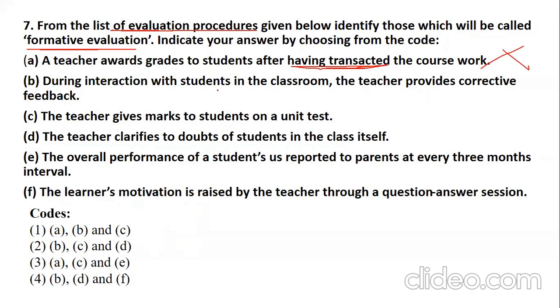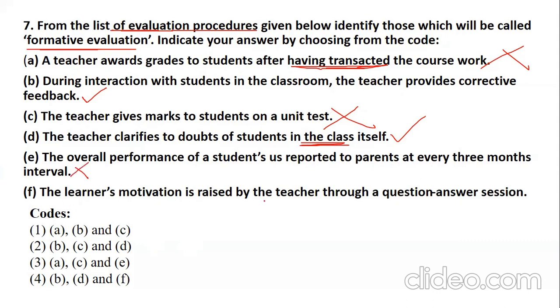During interaction with the students in the classroom, the teacher provides corrective feedback. Yes, on the spot हो रहा है, continuously हो रहा है. The teacher gives marks to the students on a unit test. नहीं, ये तो summative है. The teacher clarifies the doubts in the class itself. Yes, ये on the spot हो रहा है. The overall performance of the students is reported to the parents every 3 months. यानी ये हमारे unit test का result है, ये summative type में, ये तो नहीं होगा.